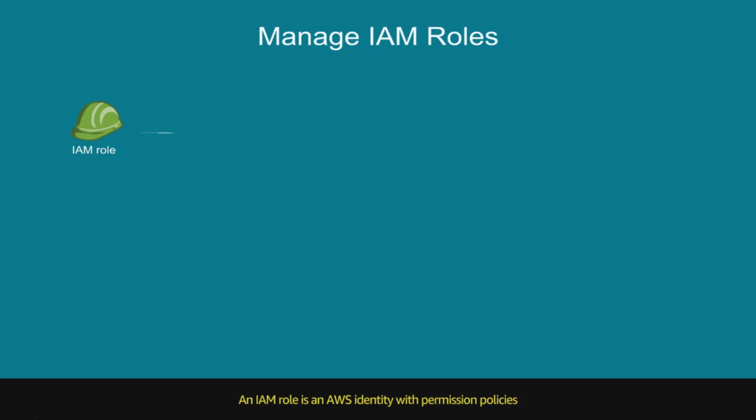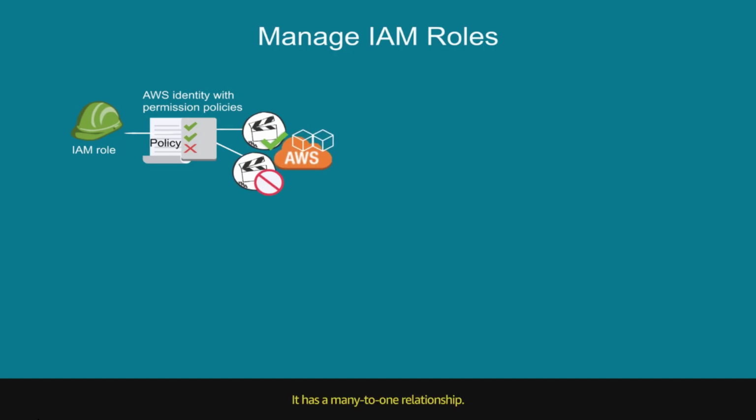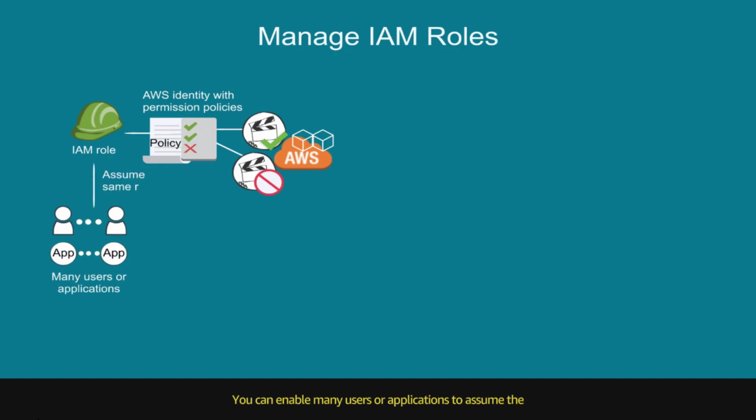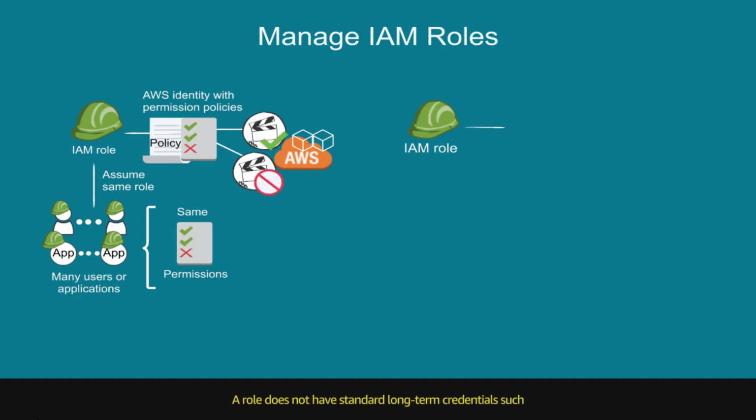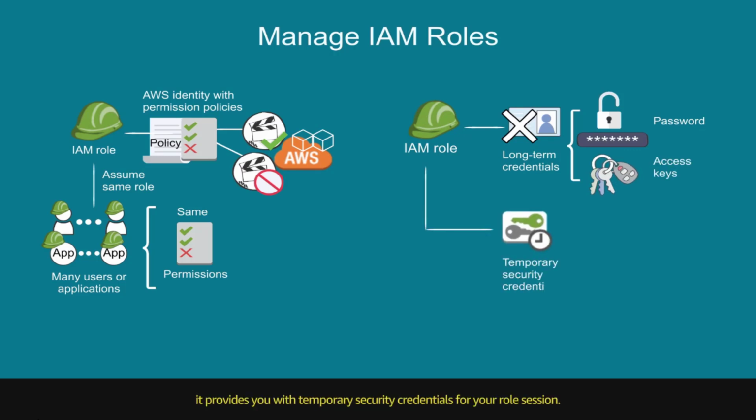An IAM role is an AWS identity with permission policies that determines what the identity can and cannot do in AWS. It has a many-to-one relationship. You can enable many users or applications to assume the same role to grant the same set of permissions. A role does not have standard long-term credentials, such as a password or access keys associated with it. Instead, it provides you with temporary security credentials for your role session.